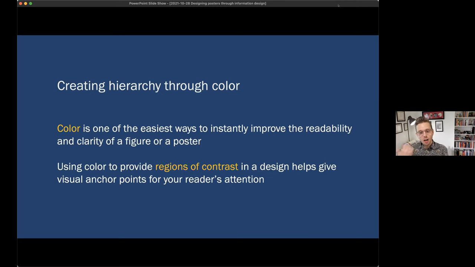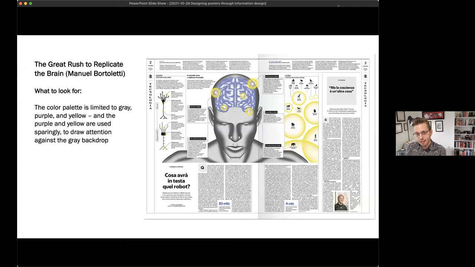It's also one of the most immediately accessible or understandable or noticeable aspects of any design. And the way that we use color to create hierarchy is we use color to provide regions of contrast. And those regions of contrast help give visual anchor points that again help guide our reader's attention through the complex information that we're trying to communicate. So here's an example that uses a color very effectively, but in a very minimal way.